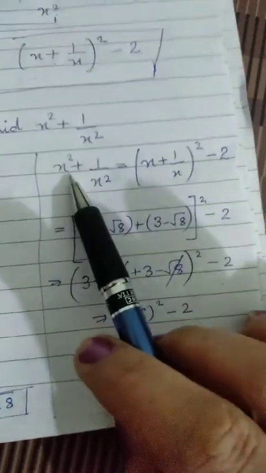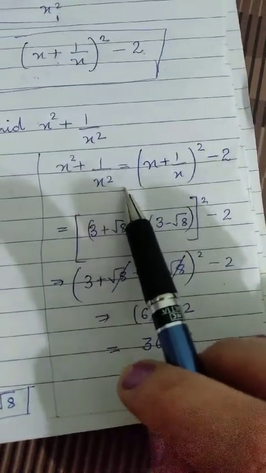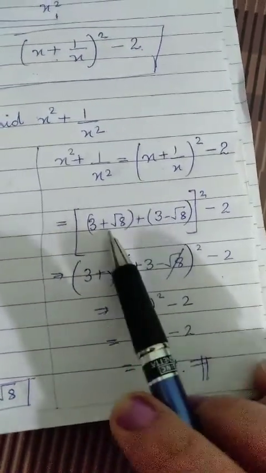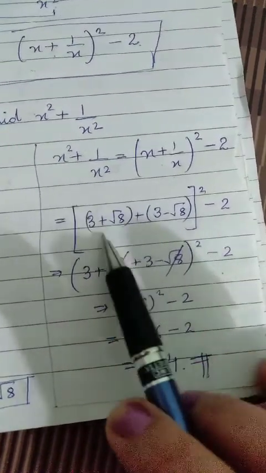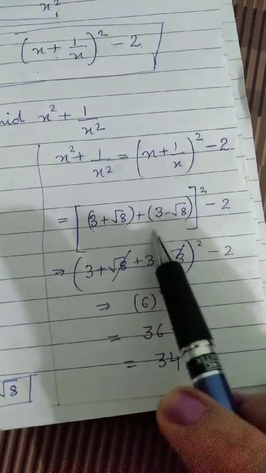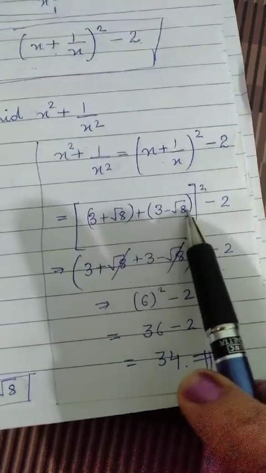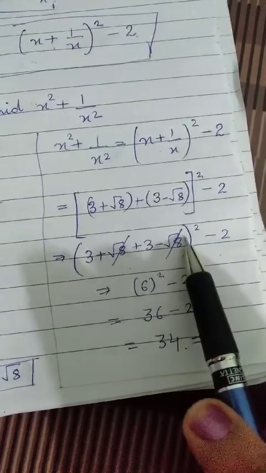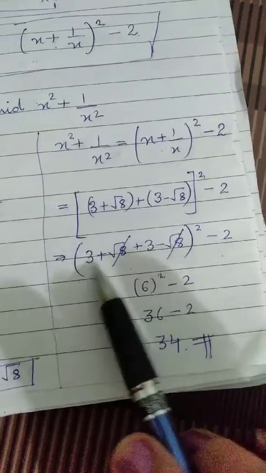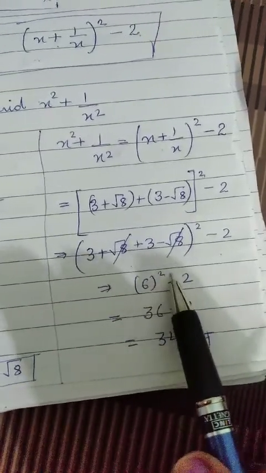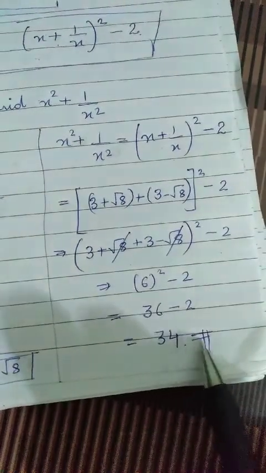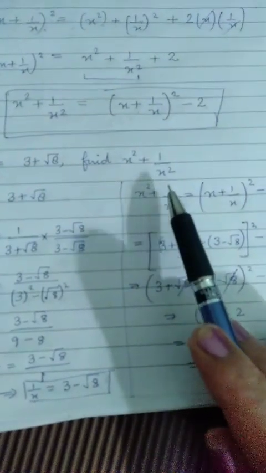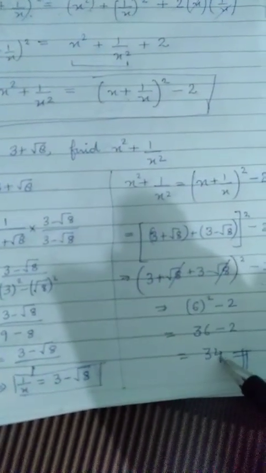Now you have just seen we can write x square plus 1 by x square as (x plus 1 by x) whole square minus 2. Now x is 3 plus root 8, and 1 by x you have expressed as 3 minus root 8. Now the sum of these two and then the whole square. On simplification, this root 8 and root 8 both cancel. Now the sum of 3 and 3 is 6. So this is 6 square minus 2, which is 36 minus 2, that is 34. So the value of x square plus 1 by x square is 34.